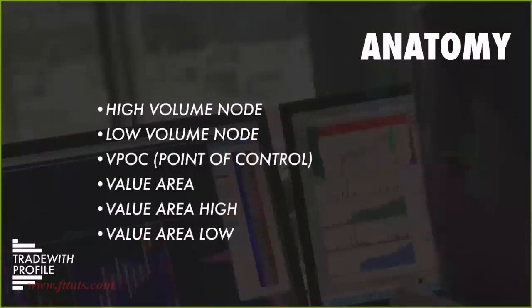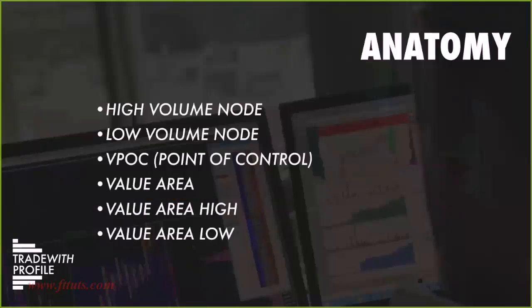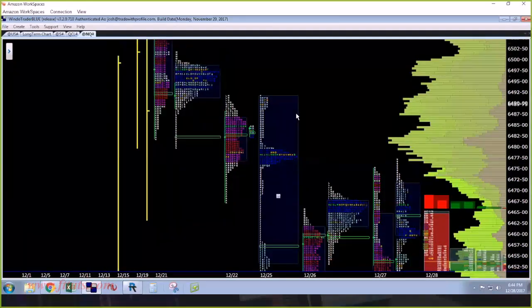I will tell you that some who look at auction theory, which is the underlying idea around profiling, spend a lot of time thinking about value area high and value area low. I would say don't spend a lot of time there. The reason why is if it's 70% of the trading range, how exceptional is that? But the point of control is exceptional because that was the most traded price, and that's a prominent reference point, much more than a value area high or low.